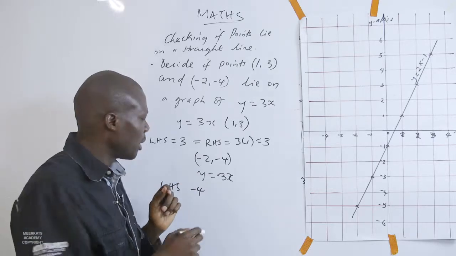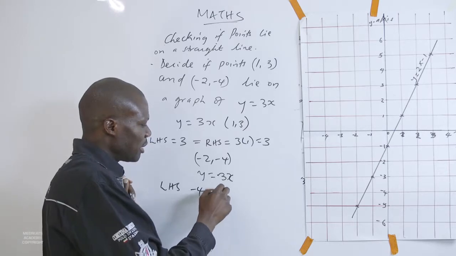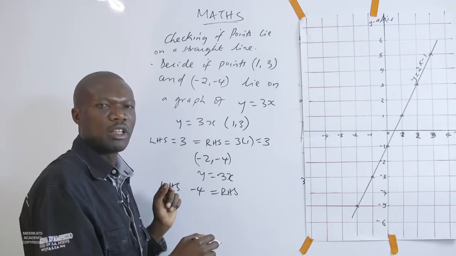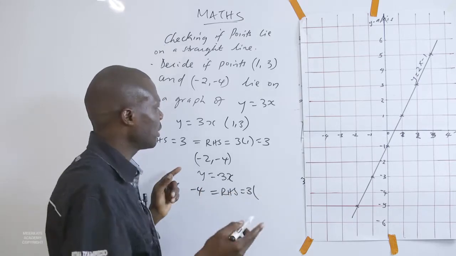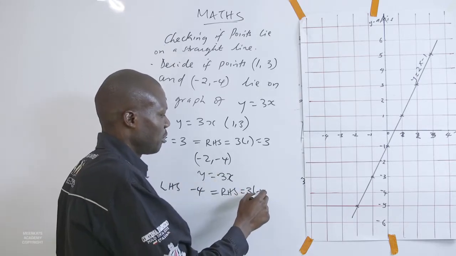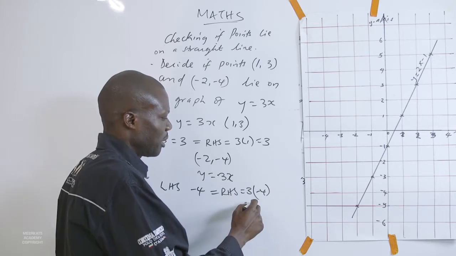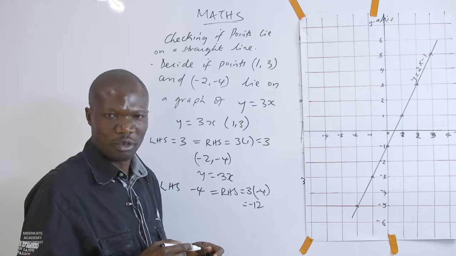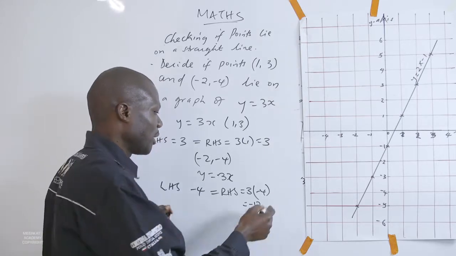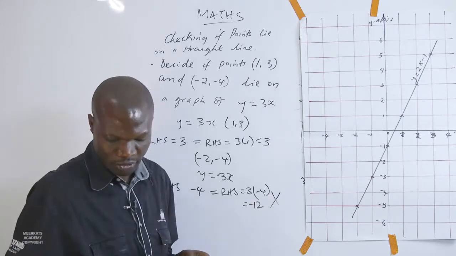It's minus 4. Is it the same as the right-hand side, which is 3 into x, and x is minus 4? This one is going to give us minus 12. Is minus 12 the same as minus 4? Surely, this one is not.